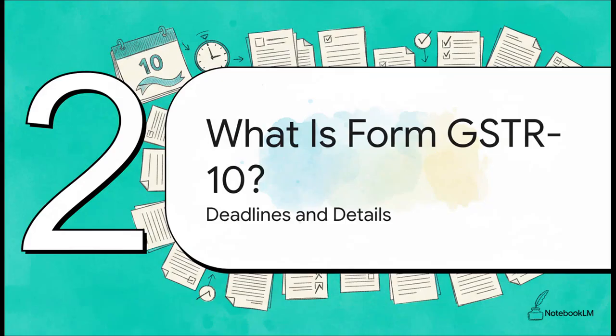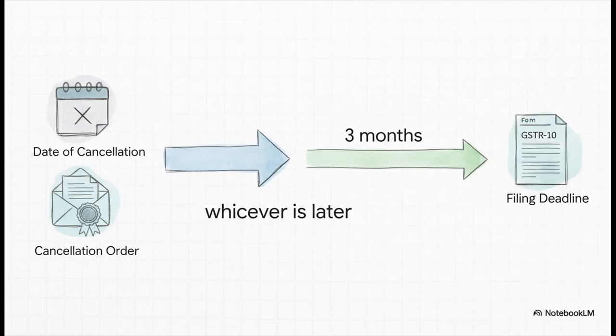So, now that we have a basic idea of what it is, let's get into the nitty-gritty. And we'll start with probably the most important question on your mind. When the heck is this thing due? Okay, timing is everything. You've got a 3-month window to get this filed. Now, the clock starts ticking from one of two dates, either the date your registration was actually canceled or the date you got the official cancellation order in your hands.